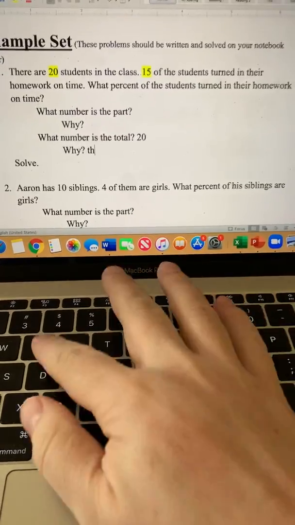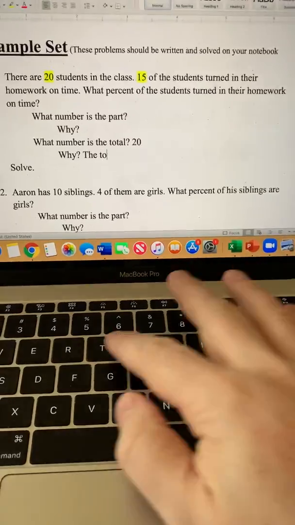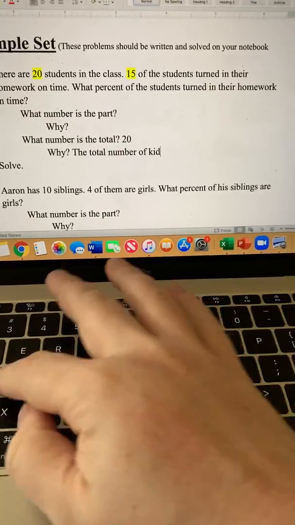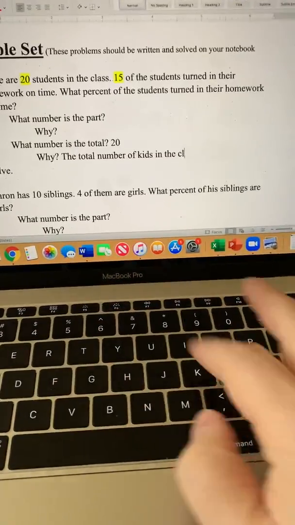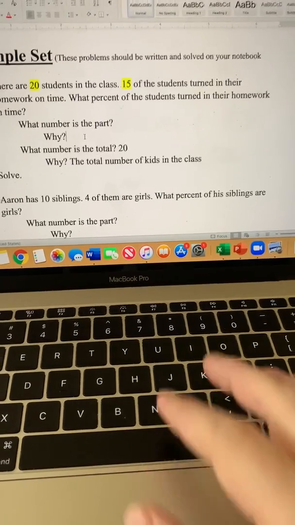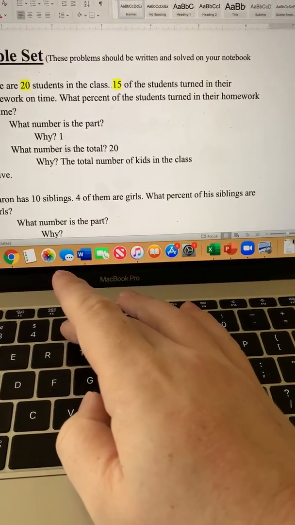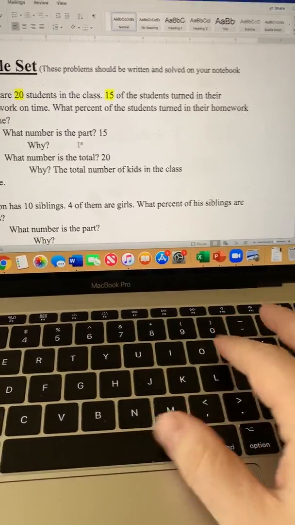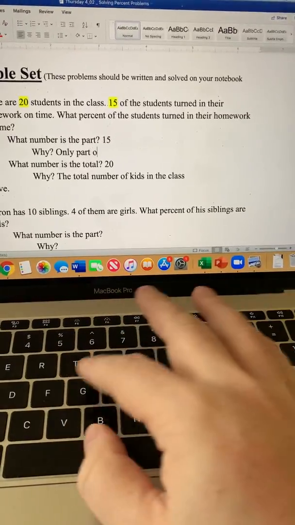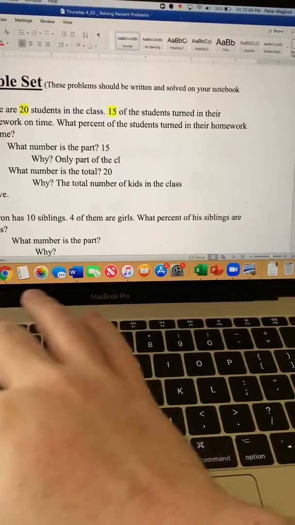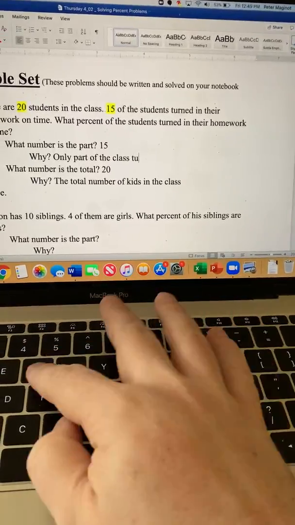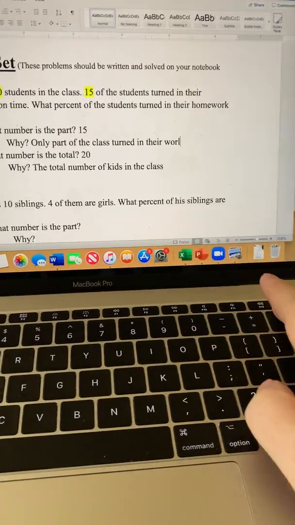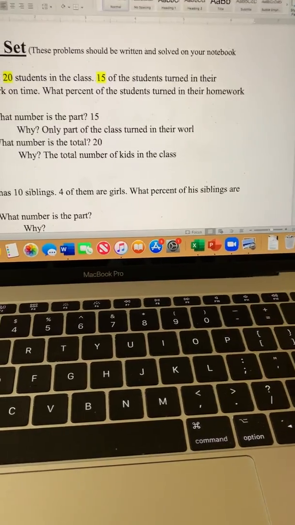Why is this my total? Because it's the total number of kids in the class. If 20 is my total, then I know 15 is going to be my part. Why is 15 my part? 15 is my part because only part of the class turned in their work. Now that I've decided on my part and my total, I'm ready to come over and solve my question.